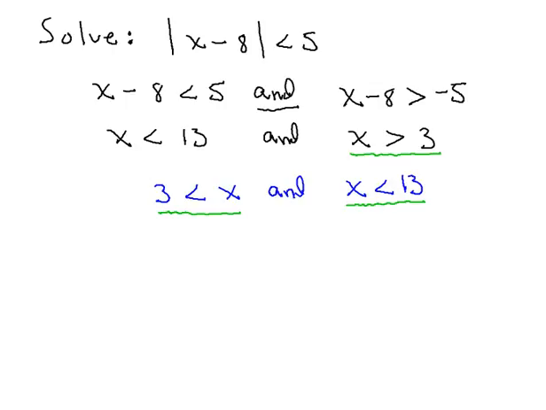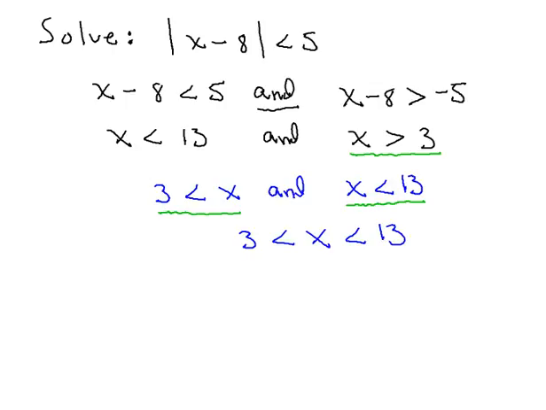Now it should seem reasonable then that if 3 is less than x and x is less than 13, then we can write the following, which is a more compact form, and it means the same thing.